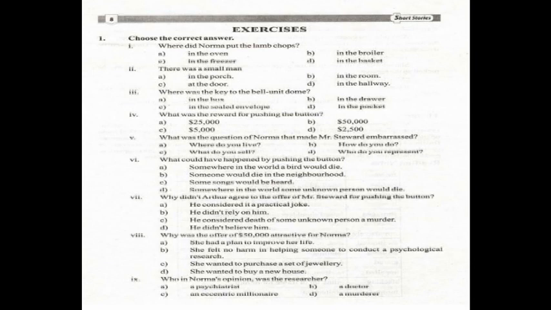Question number 9. Who in Norma's opinion was the researcher? Option A. A psychiatrist. B. A doctor. C. An eccentric millionaire. D. A murderer. Option C is correct. He considered that an eccentric millionaire might be doing it for some research project.